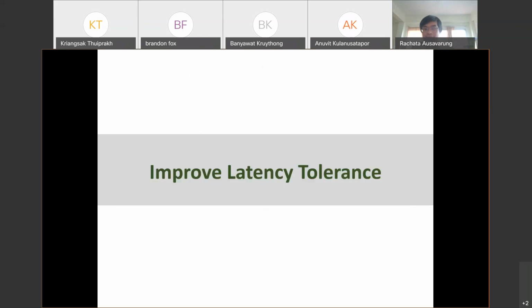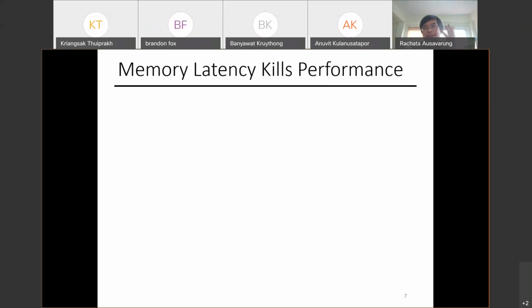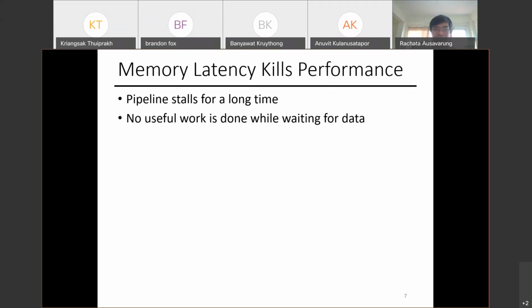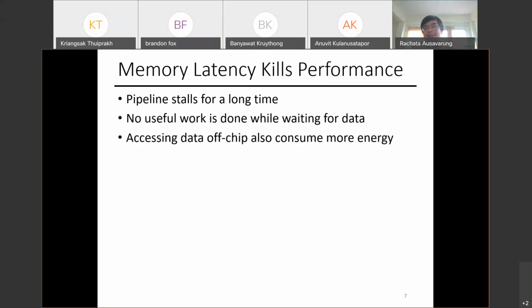All right. So what we want to do now is, can we improve latency, in the sense that can we make sure our data access is faster? Why do we care? Because latency typically is the one that kills performance. Pipelines stall for a long time because of memory access. No useful work is done if you're waiting for the data, and accessing data off-chip also consumes more energy.